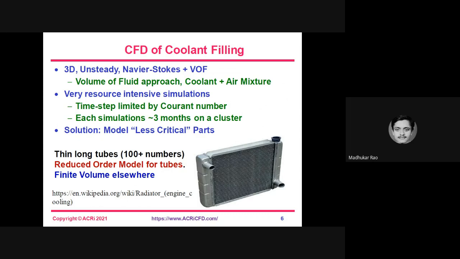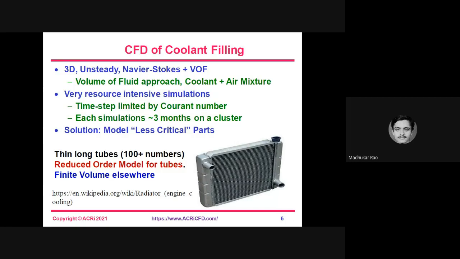So we had to come up with a solution to model the less critical parts. And I noticed that in the circuit, we had these radiators with very, very thin, long tubes. The flow is almost fully developed there, except when the air-water interface is passing through it. Before that and after that, again, the flow is almost fully developed. So why not model those parts? They are responsible for slowing down my computation quite a bit, especially the Courant number part.